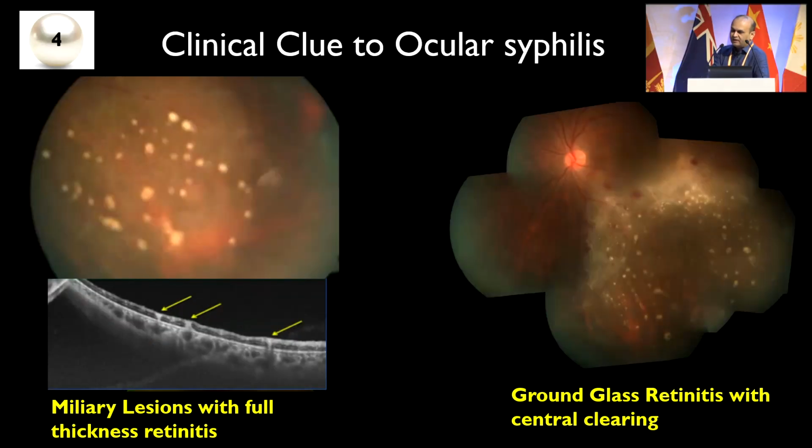The other patterns to diagnose syphilis are if you see these multiple miliary lesions. We are not talking of vitreous opacities here. We are talking of retinal multiple miliary lesions. So you see them and you do an OCT and you see that it's got a full thickness retinitis. So miliary lesions with full thickness retinitis, or a ground glass retinitis, where you see this diffuse hazy sort of retinitis with a central clearing sometimes. Now you see these patterns, these again are clues to the presence of an underlying ocular syphilis.